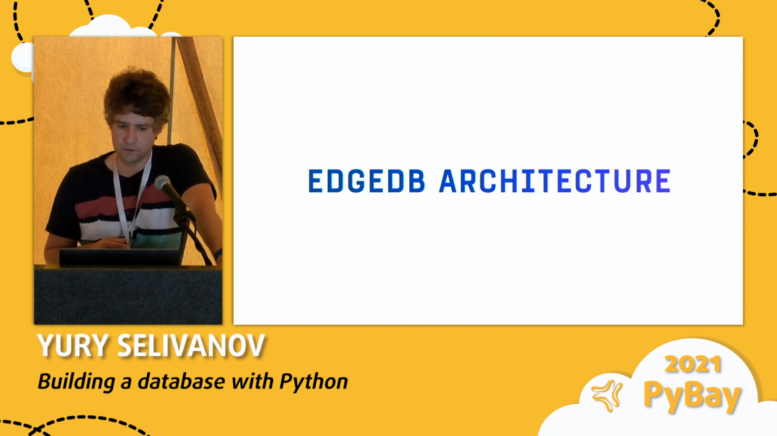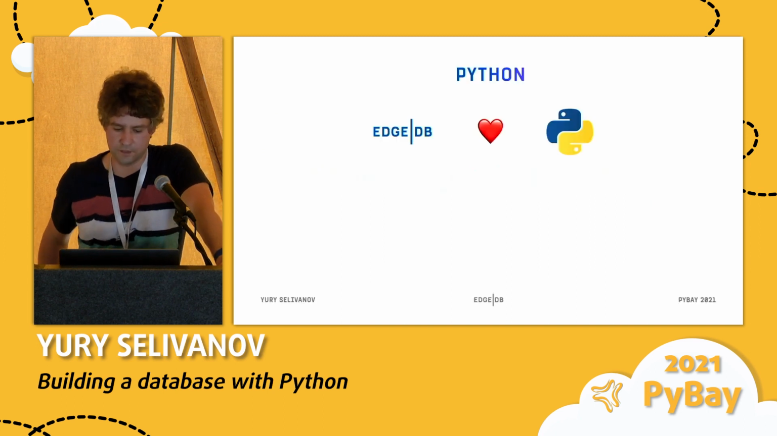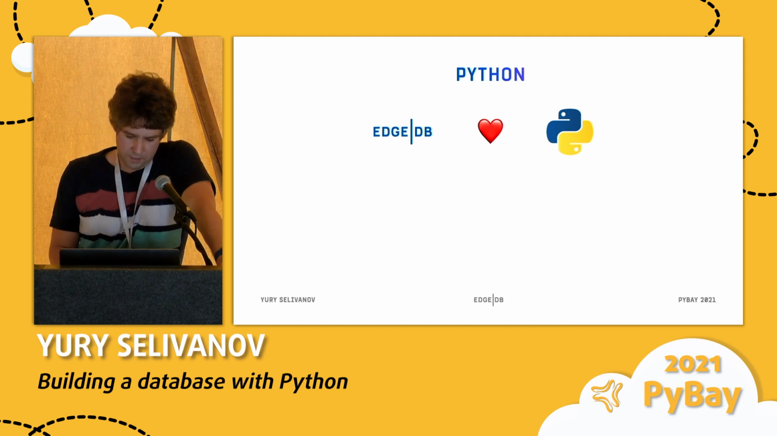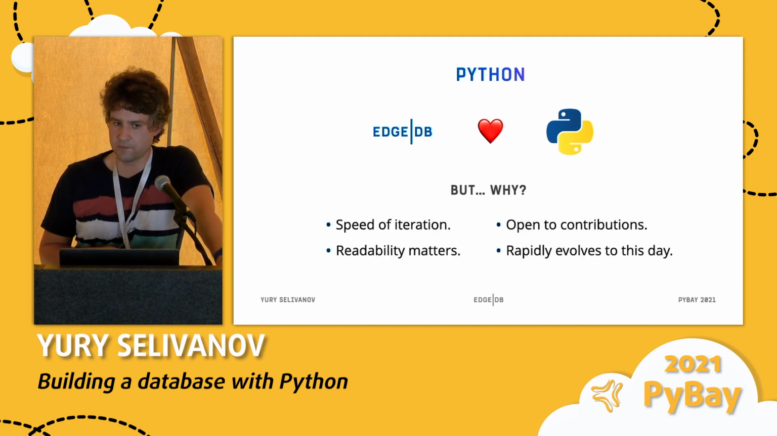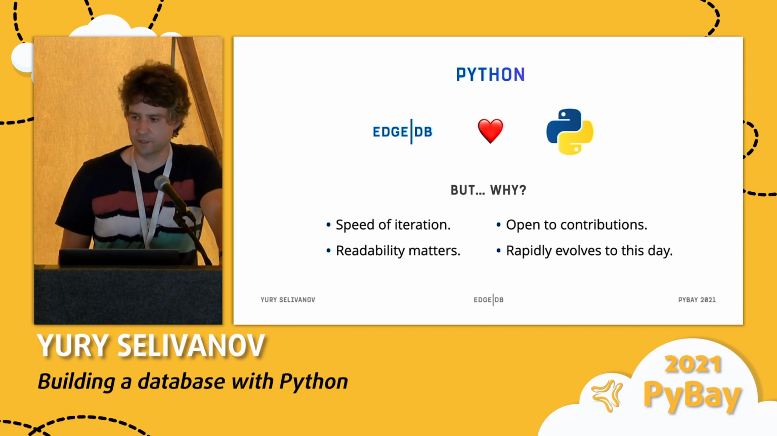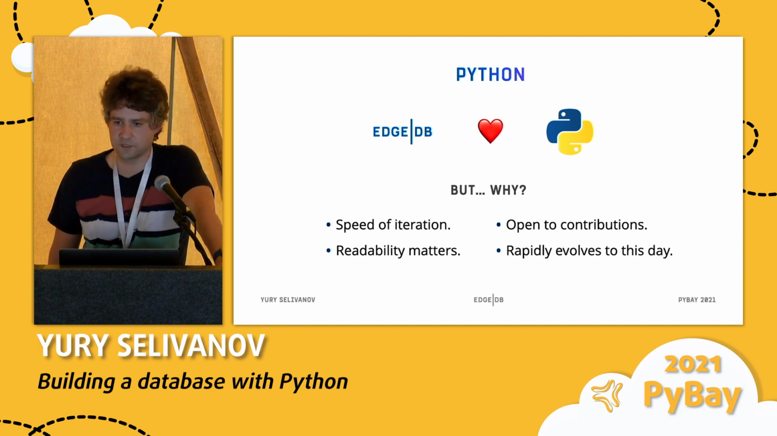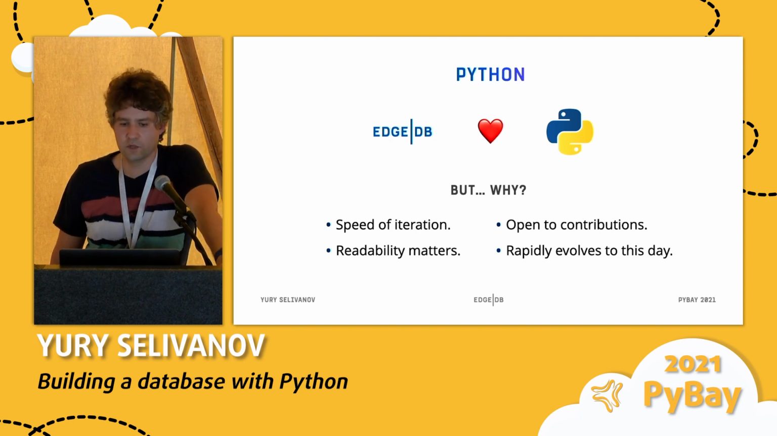Let's talk about the architecture of HDB, and let's talk about the role of Python in that architecture. So HDB loves Python. HDB is coded primarily in Python, at least its core parts. And the question is, why? Traditionally, people use different languages to create things like databases. Usually it's C or C++, maybe Java or Golang or recently Rust.